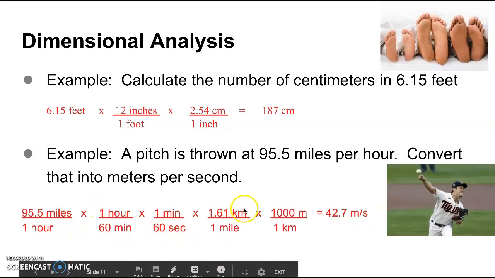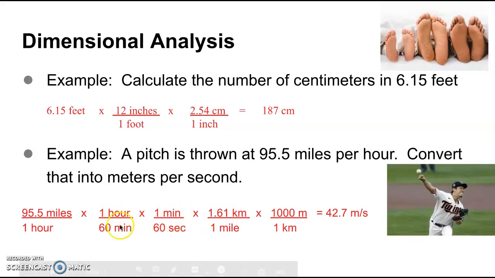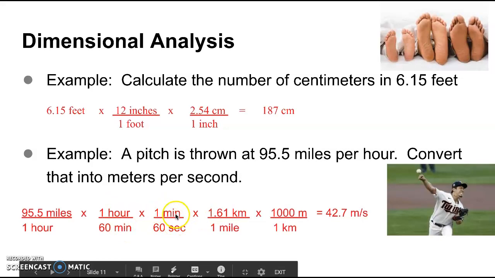To convert miles into kilometers, I Googled and it said 1.609 something kilometers is equal to 1 mile. So considering that I have 3 significant figures in my starting number, I want to have 3 significant figures in my conversion factor, so I rounded that off to 1.61. Speaking of sig figs, these are exact numbers, so they're not going to limit your answer. Same thing with the meters and kilometers. There's 1,000 meters in 1 kilometer.